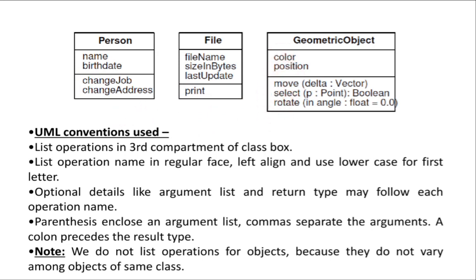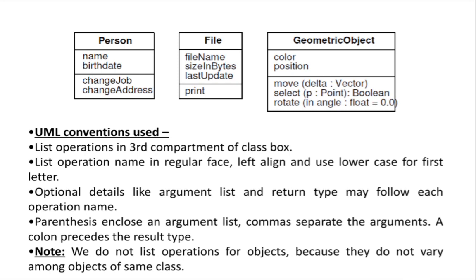Optional details like argument list and return type may follow each operation name. For example, in this third case, in geometric object, you can see details like argument list. What are the arguments for the operation move? Delta. For select, what is the argument? Point. For rotate, what is the argument? Angle. So you can include this argument detail, and also type details. What is the type of select? Boolean. What is the type of rotate? Float. So you can include the argument list along with the operation details and also the return type, right?